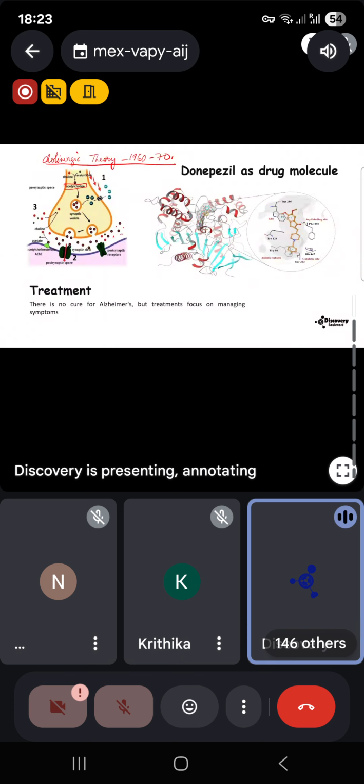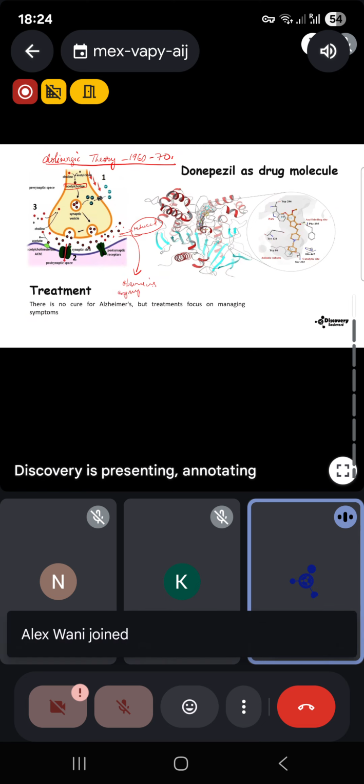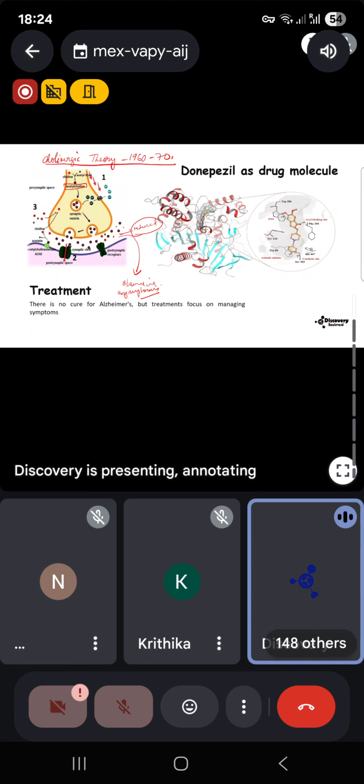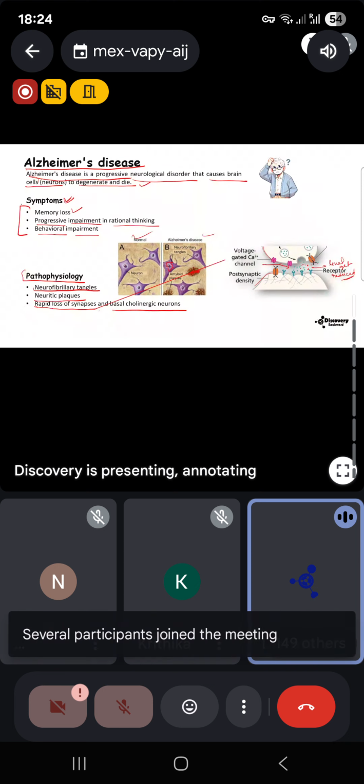So this is the neurotransmitter, and the neurotransmitter level in the synaptic cleft, that is the junction between two neurons, gets reduced in the case of an Alzheimer patient. Because of this reduced condition of the neurotransmitter, you are observing those symptoms that we discussed, the main symptoms.